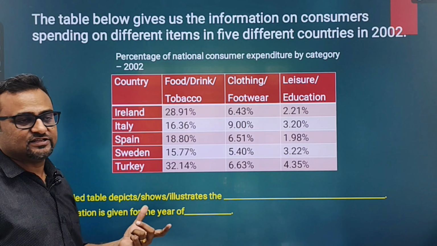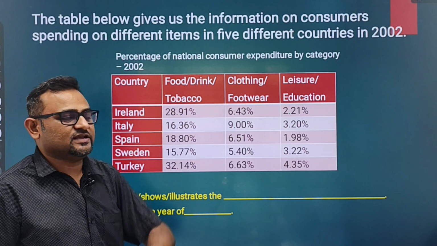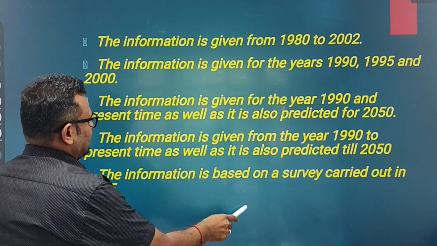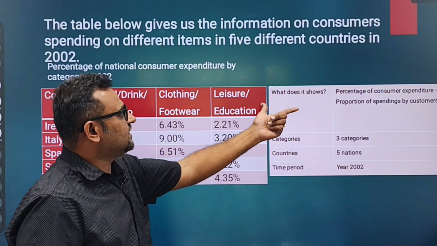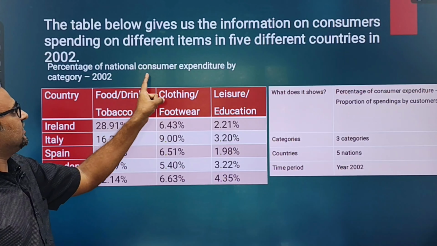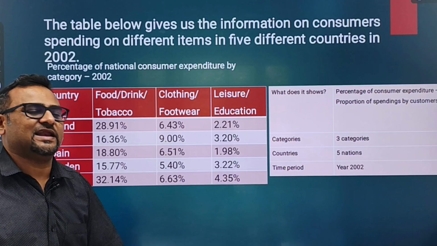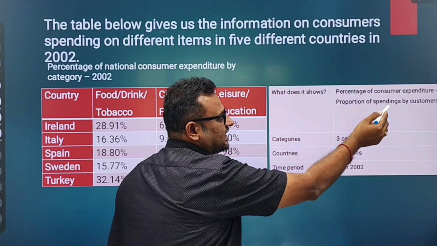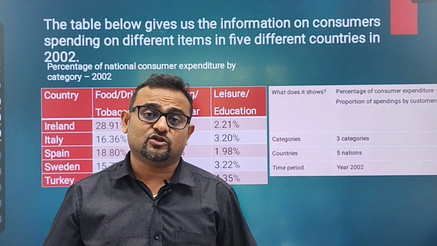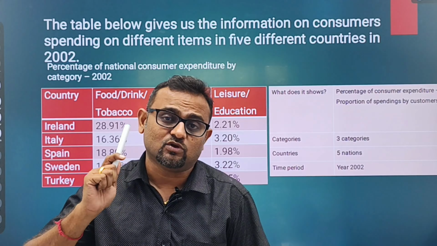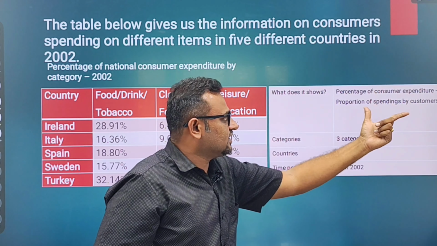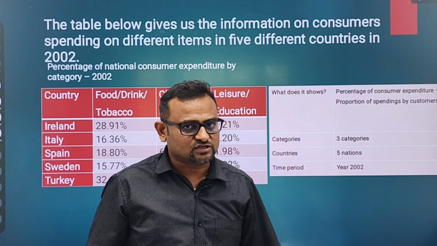Okay, so first let's find out what does it show. આપણે એના words કઈ રીતે ચેન્જ કરવાના? It's the percentage of national consumer expenditure. So let's see. What does it show? Percentage of national consumer expenditure. We will paraphrase it: proportion of spendings by customers. Instead of a percentage, you can write down proportion, you can write down ratio, you can write down share. Okay? The percentage of consumer expenditure આપણે કહી દીધું, proportion of spending by customers.